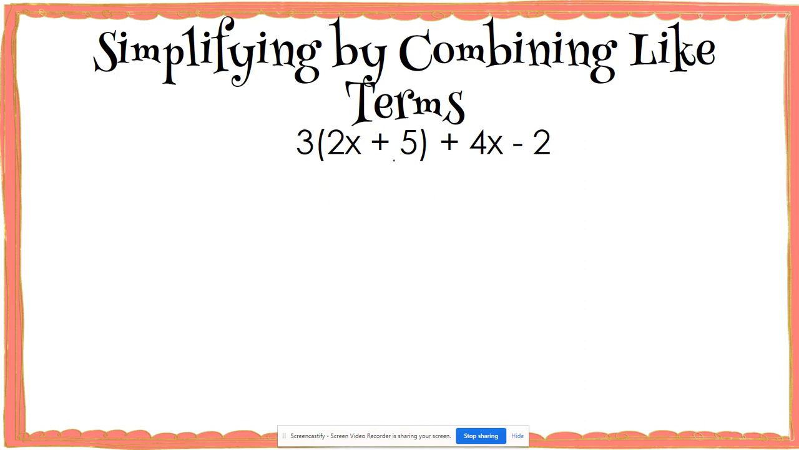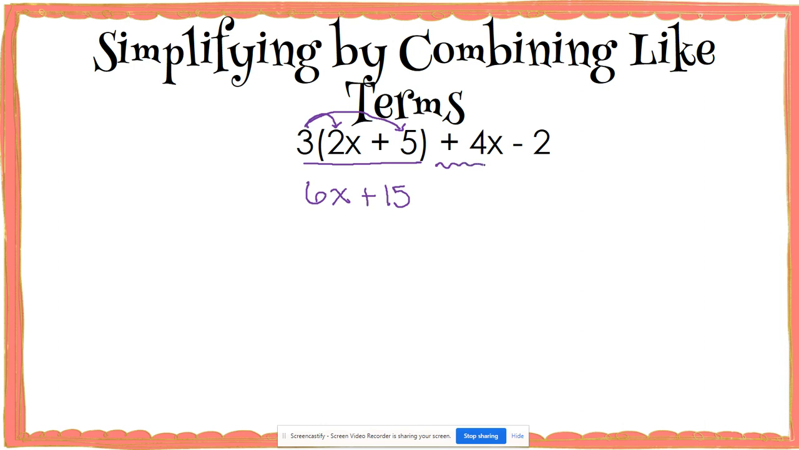Finally, we have 3 times 2x plus 5 plus 4x minus 2. In this expression, you'll notice that I have a multiplication problem. This would require me to use the distributive property before I could start simplifying. So the first thing I would need to do here would be to distribute my 3 to 2x and to 5. If I multiply 3 times 2x, that gives me 6x. And if I multiply 3 times 5, that gives me 15. So this part can be simplified to 6x plus 15.